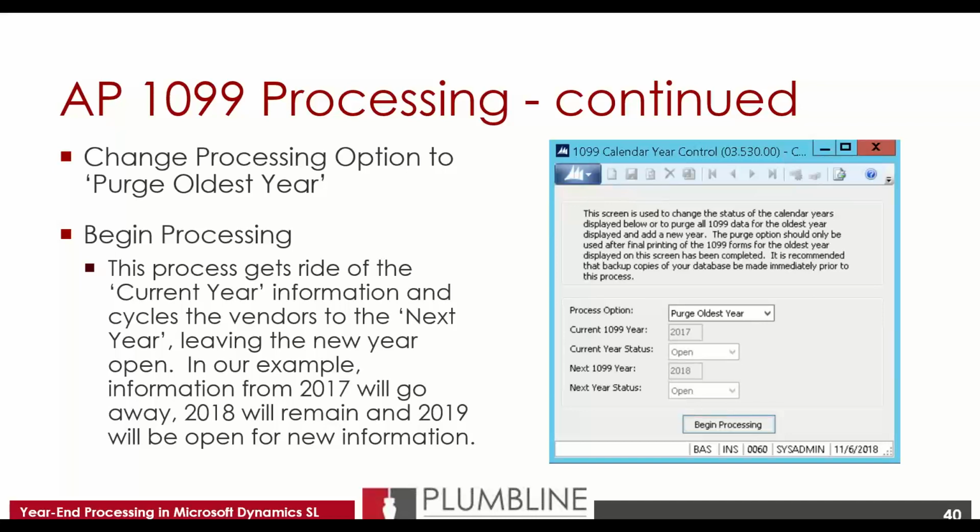But in this scenario, my screenshot has the current year as 2017, next year is 2018. To roll those forward a year to make 2018 and 2019 my 2 open years, I would use the process option to purge oldest year and click begin processing, and it will roll them forward.